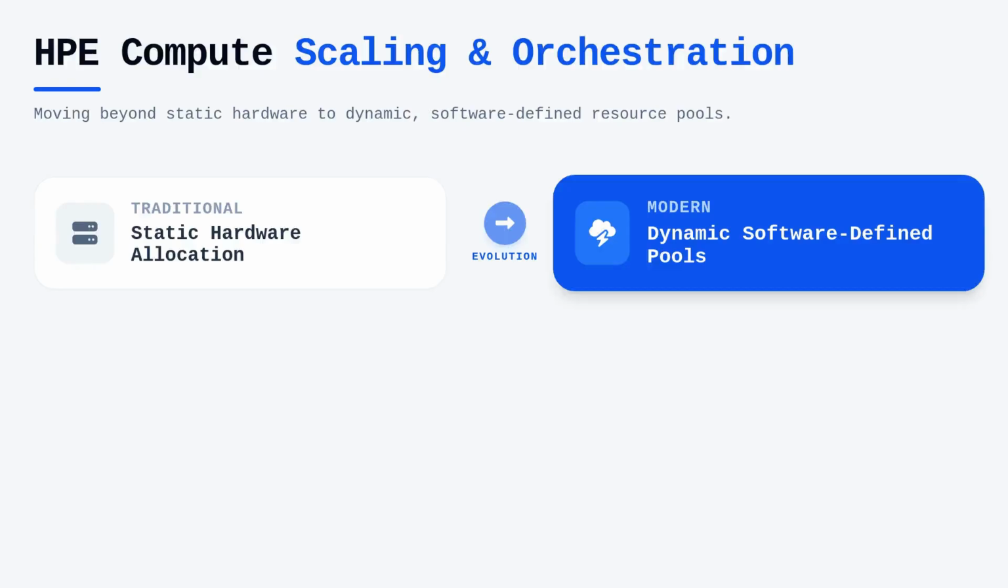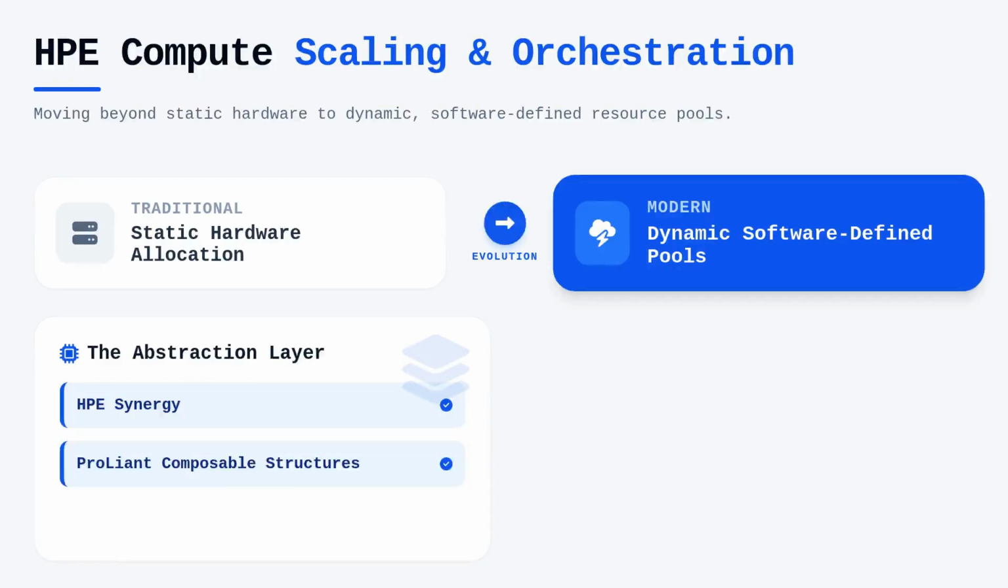Scaling is not merely about adding physical nodes, it is about the intelligent orchestration of compute capacity to meet fluctuating application demands. In a hybrid cloud model, your ability to scale relies heavily on the abstraction layer provided by platforms like HPE Synergy or ProLiant-based composable structures.